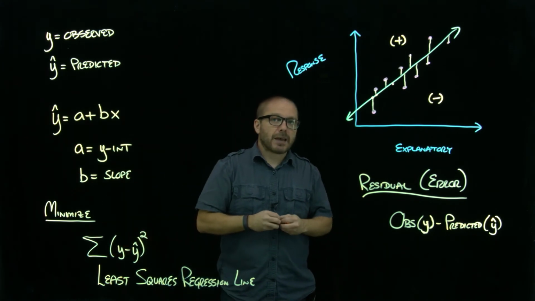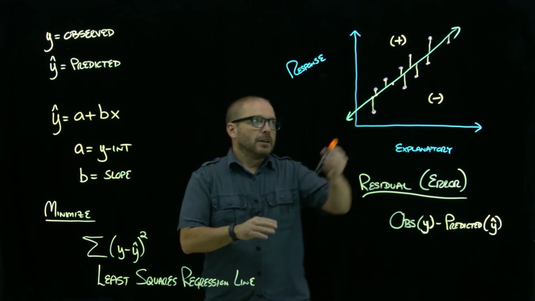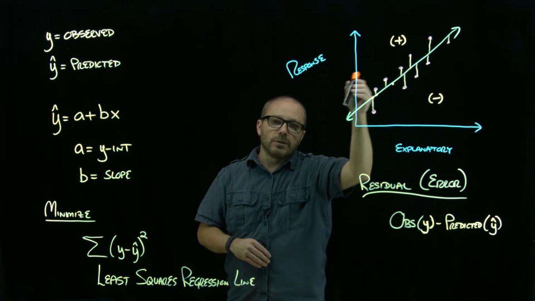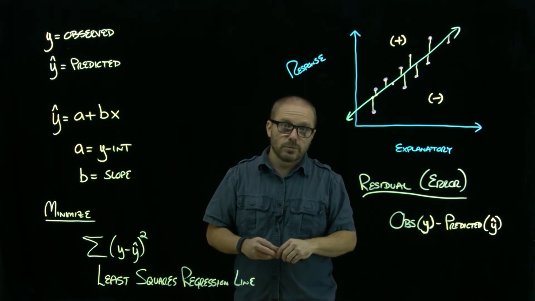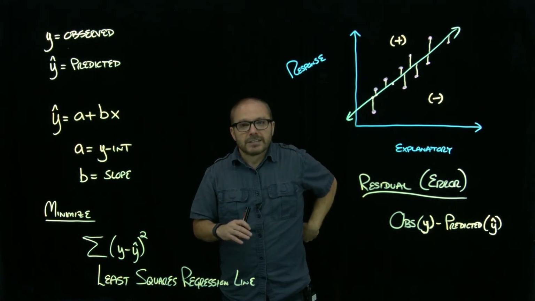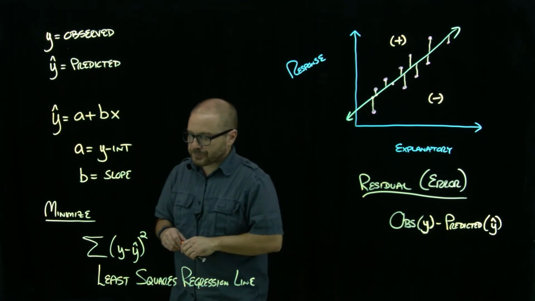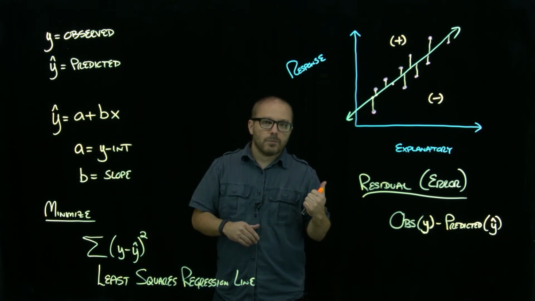And it turns out from calculus, you can show that there is only one line. So there's not two different lines that'll give you the same minimum sum of the squared residuals. So there is a unique line for every set of data that is the least squares residual line. So let's move on over to the app.